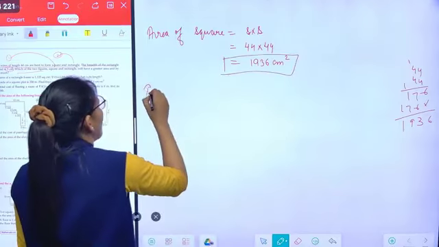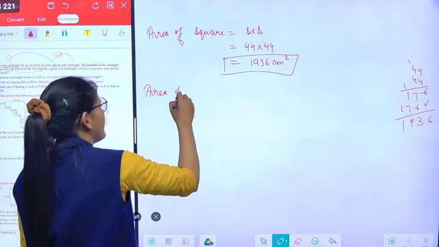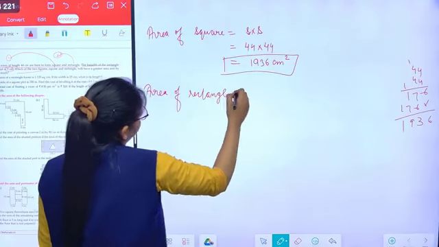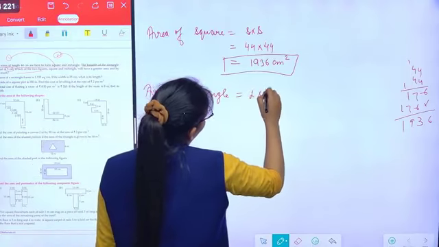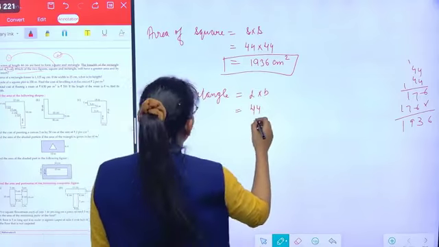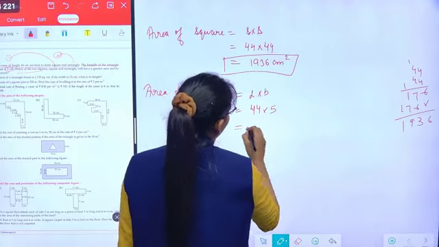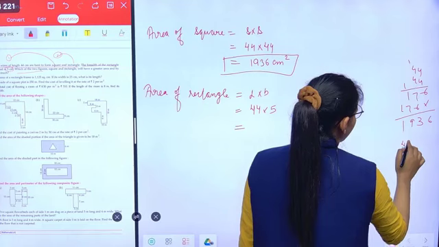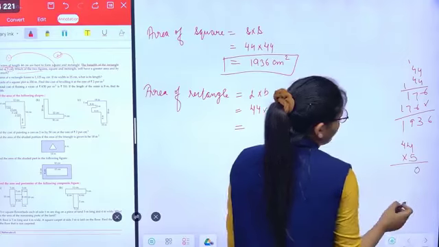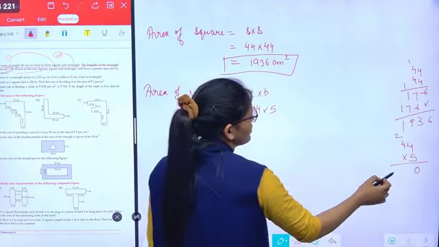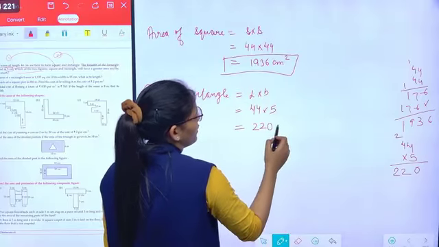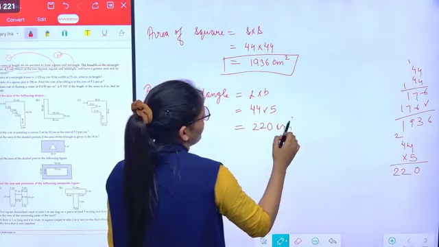Now class, area of rectangle is length multiply by breadth. Class, what is the length? 44 multiply by 5. 5 4s are 20, 2 5 4s are 20 plus 2, 220 centimeter square.